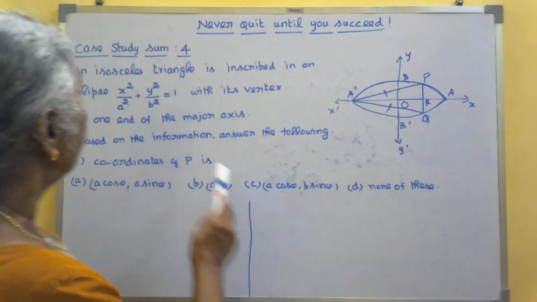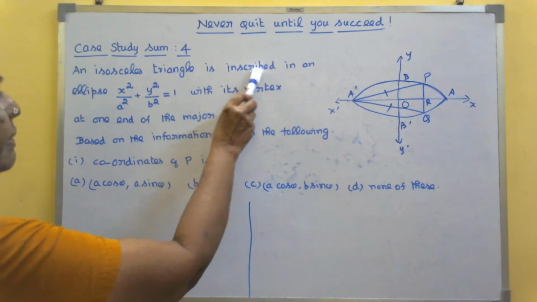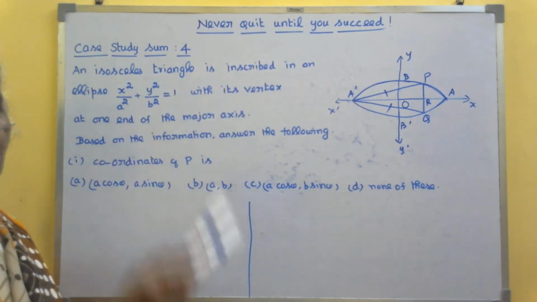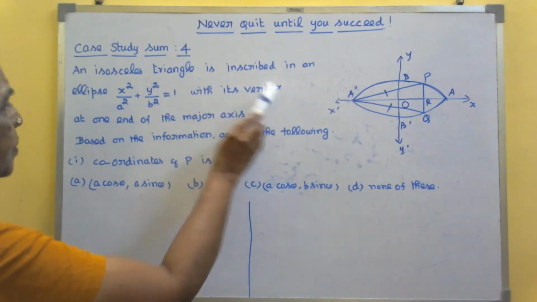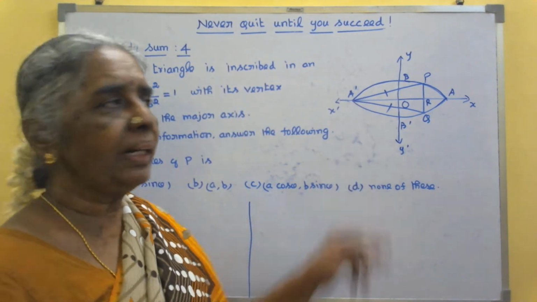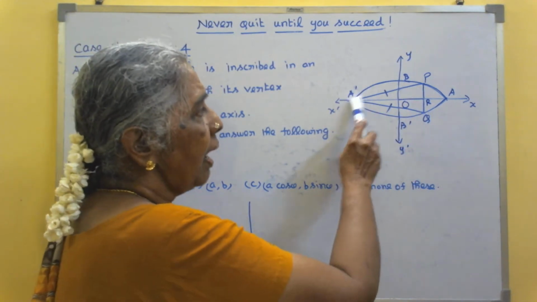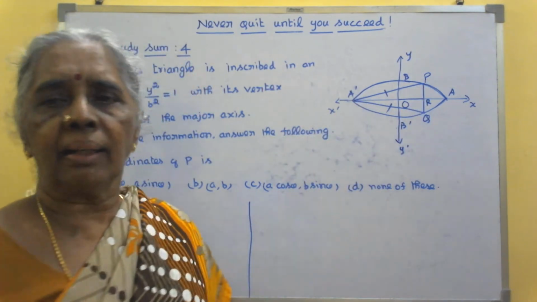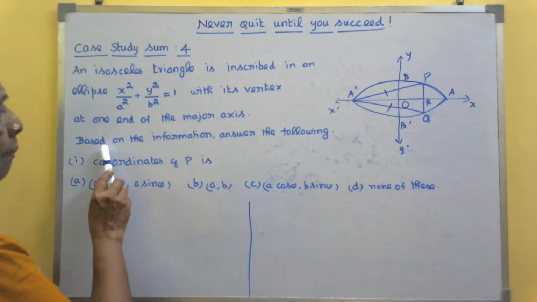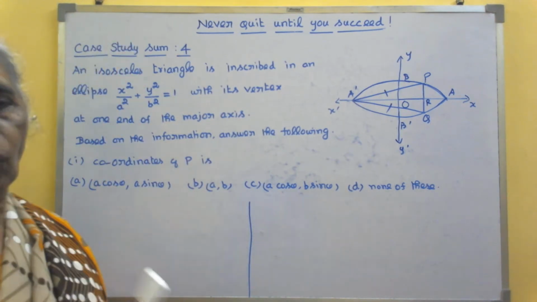Now, an isosceles triangle is inscribed in an ellipse x squared by a squared plus y squared by b squared is equal to 1, with its vertex at one end of the major axis. There is a figure given. Here this is an ellipse and this is the isosceles triangle which is inscribed in the ellipse. Now based on the information, answer the following.